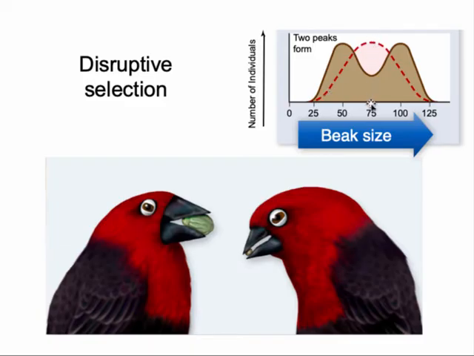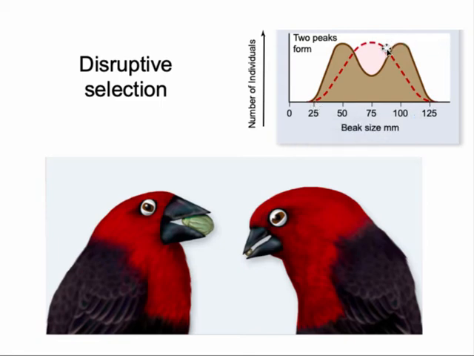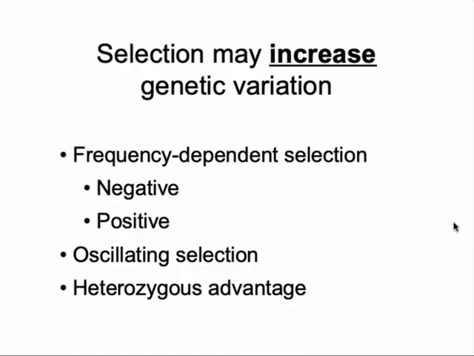The ones in the middle were selected against because they weren't very good at manipulating large seeds or manipulating small seeds, while the ones with large beaks were very good at manipulating the large seeds, and the ones in the low end were very good at manipulating the small seeds. If this continues, you might end up with two separate populations of finches, one with large beaks and the others with small beaks, that could even end up being separate species. And in some cases, selection actually increases genetic variation.